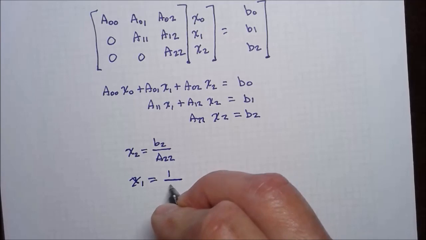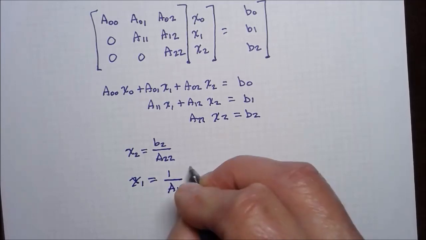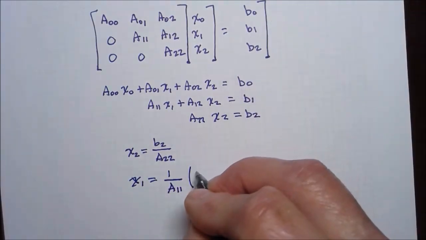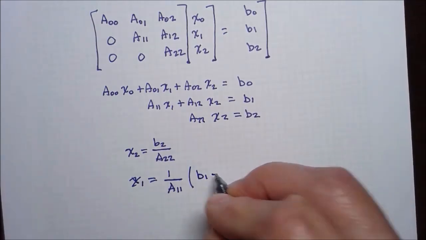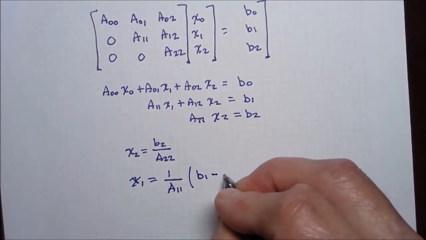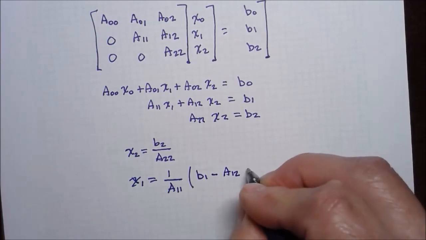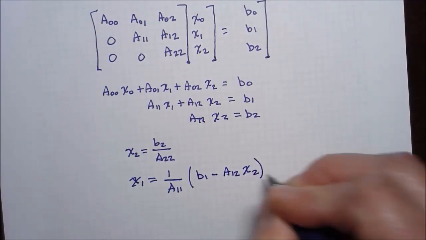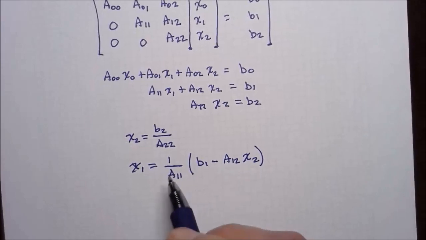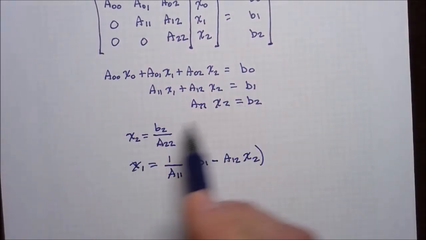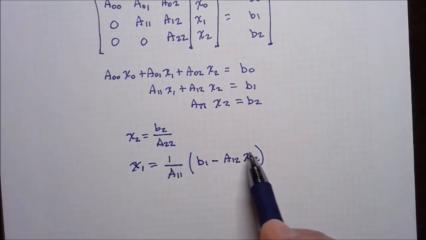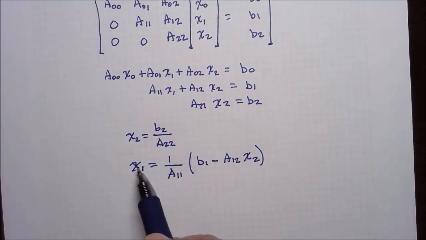Then the next, working back toward the top now, the equation for x1 is going to be, we'll end up dividing by A11, so 1 over A11, and then we would have B1 minus A12 times x2. So we can then use the solution from the bottom equation, plug that back in, and find the solution for the one just above it.